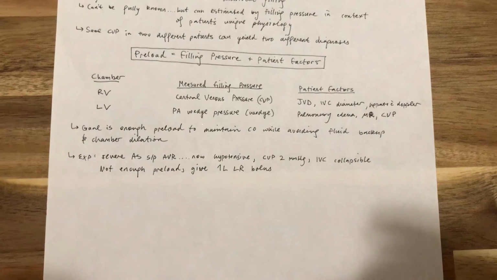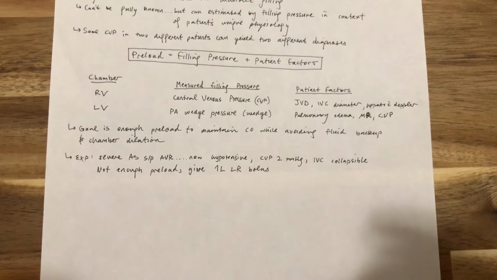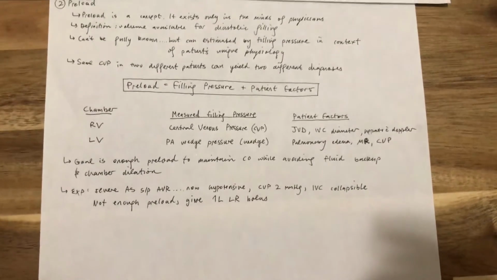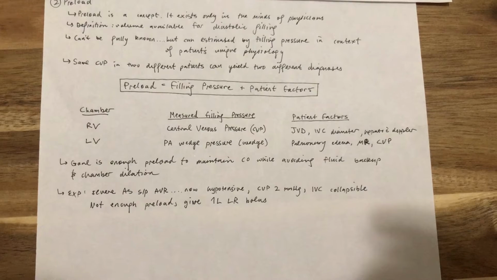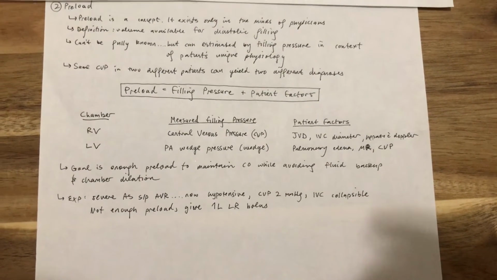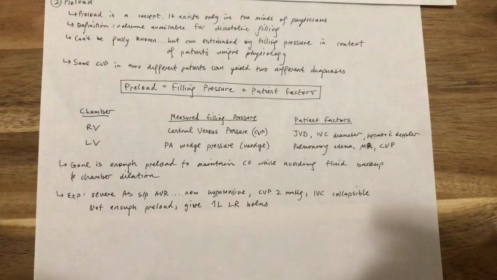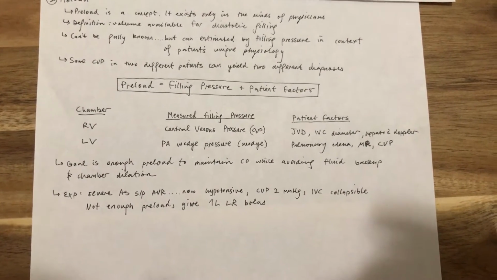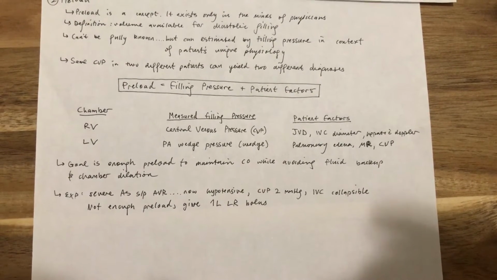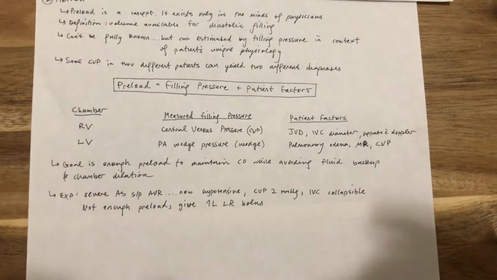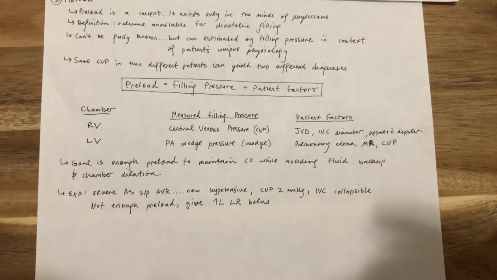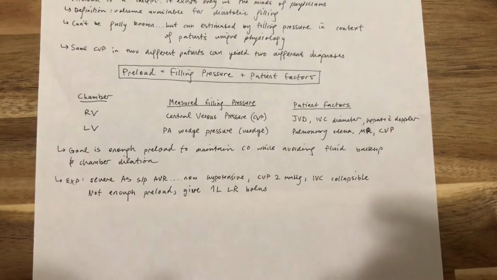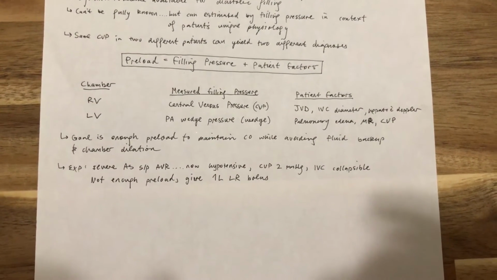And so the goal is to have enough preload to maintain cardiac output while avoiding fluid backup and chamber dilation. Right? So we don't want too much preload either. Too little or too much are both bad things. For the right ventricle, you're going to measure a CVP. For the left ventricle, you're going to measure the pulmonary artery wedge pressure, which is a surrogate for left atrial pressure.